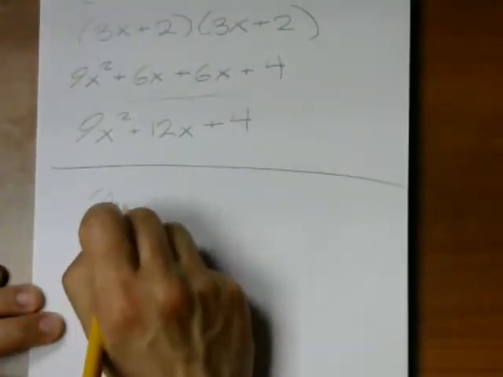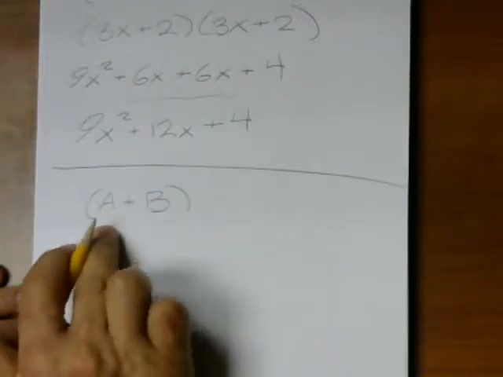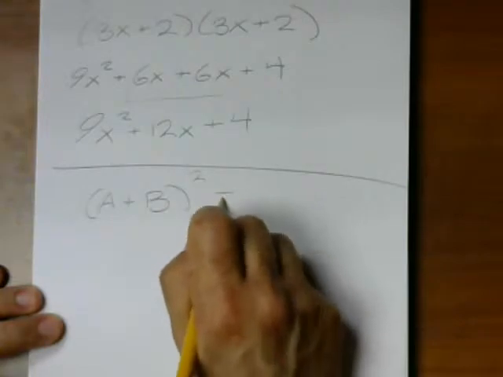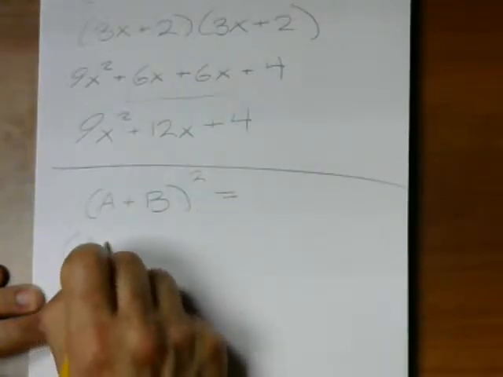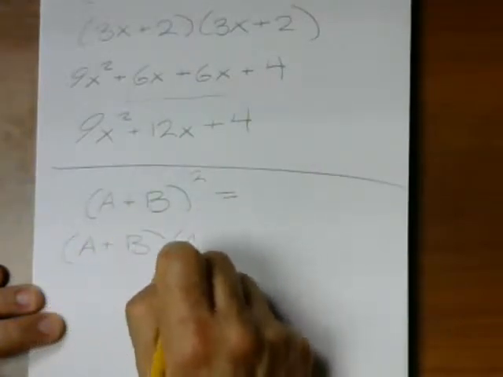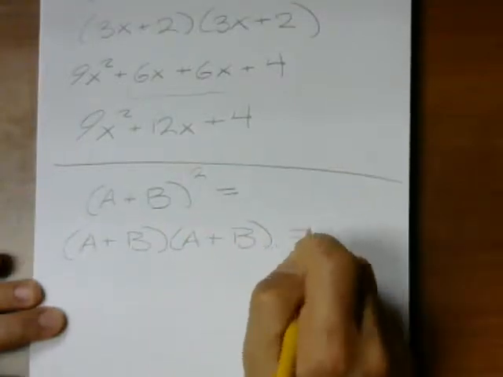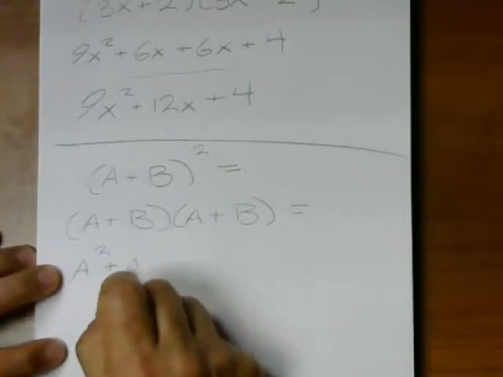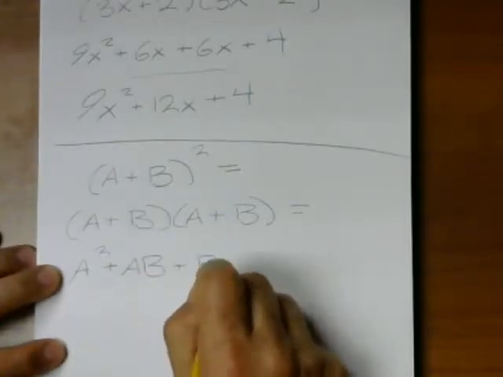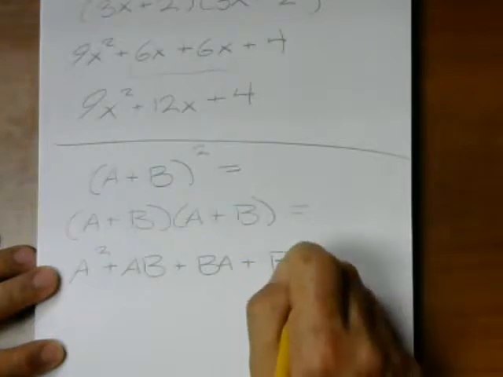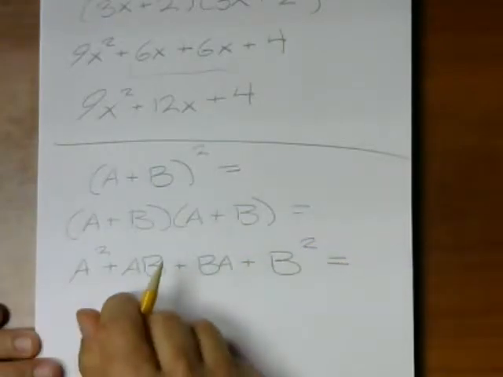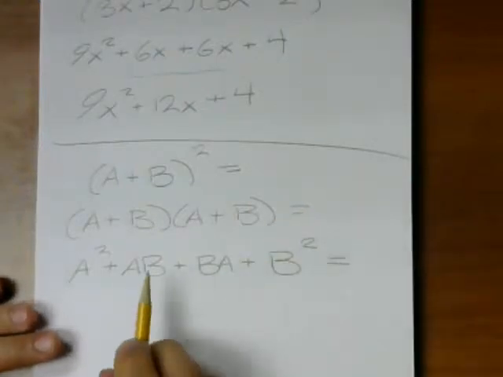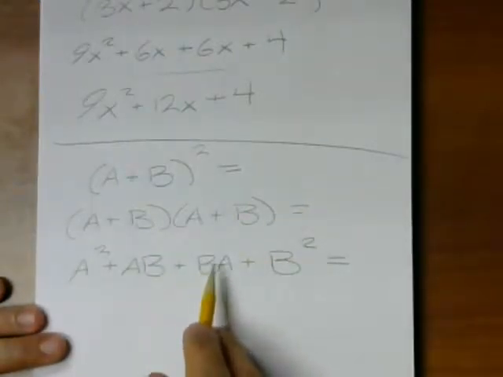That's because whatever we have, if we have a sum of two things, so A could be anything and B could be anything, and I square it, this is going to be (A + B) times (A + B), which is going to be equal to A squared plus AB plus BA plus B squared. Now, for our purposes, and for anything we're going to see in this entire class, A times B is the same thing as B times A.